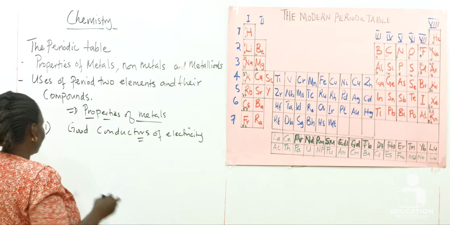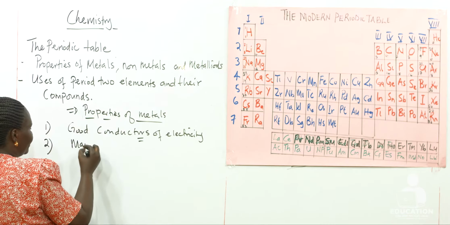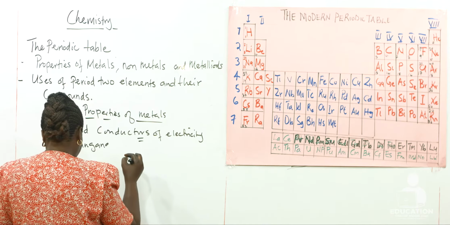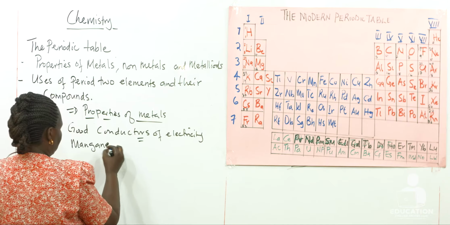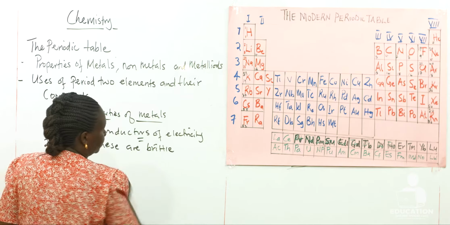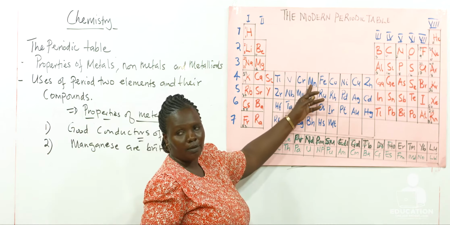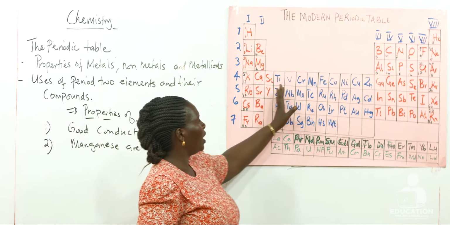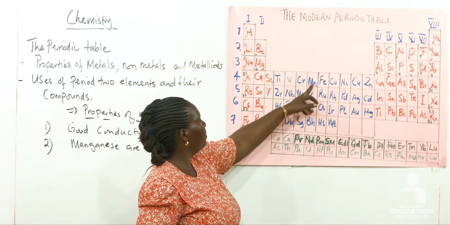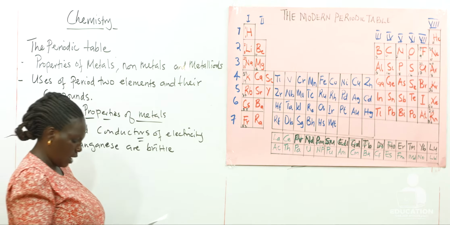Property number 2, we have some metals like manganese that are brittle. So when we look at this table, this is where we find manganese. We have elements in the middle of the table. Manganese is in period 4, and manganese is a transitional element.